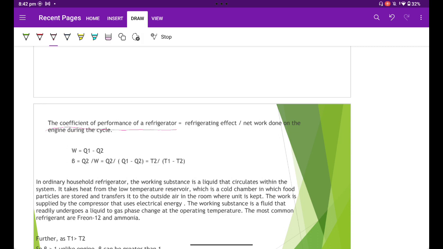Beta is defined as heat taken from the storage divided by the work input, that is, refrigerating effect by net work done on the engine. Since W is equal to Q1 minus Q2, the performance of the refrigerator is given by Q2 by W, that is Q2 upon Q1 minus Q2, which becomes T2 upon T1 minus T2.